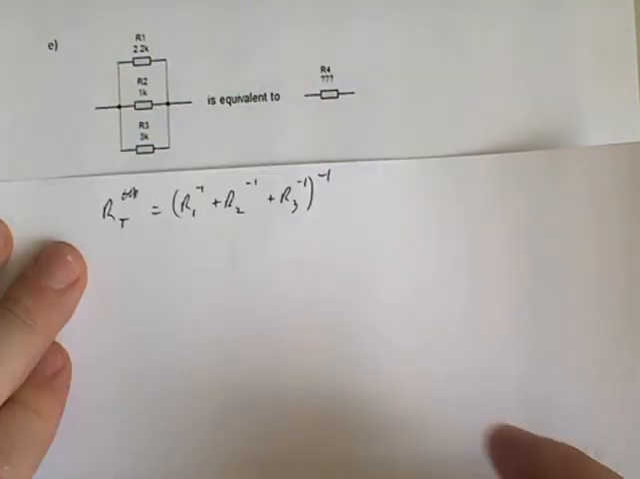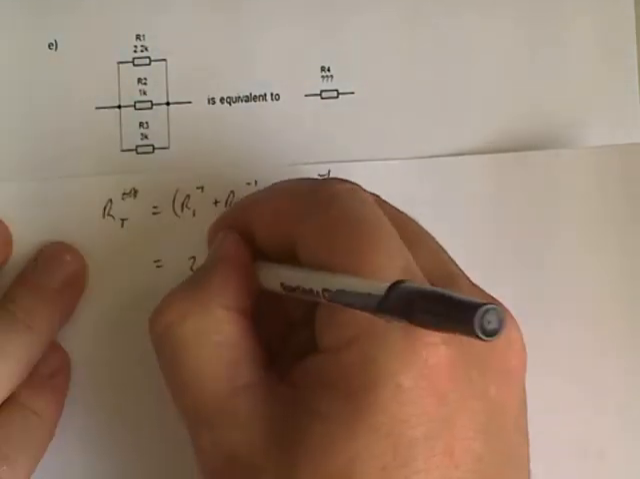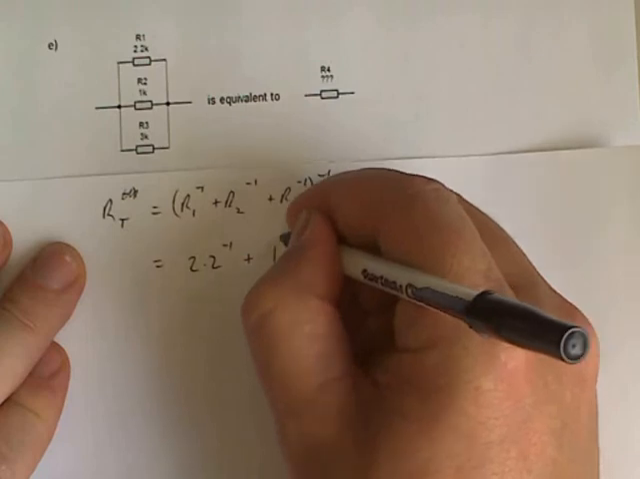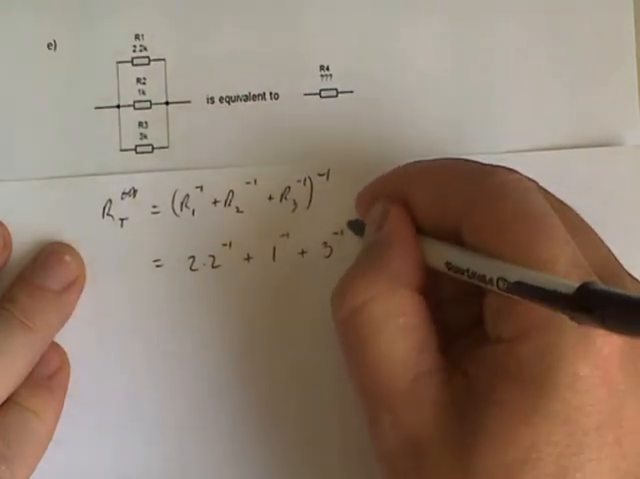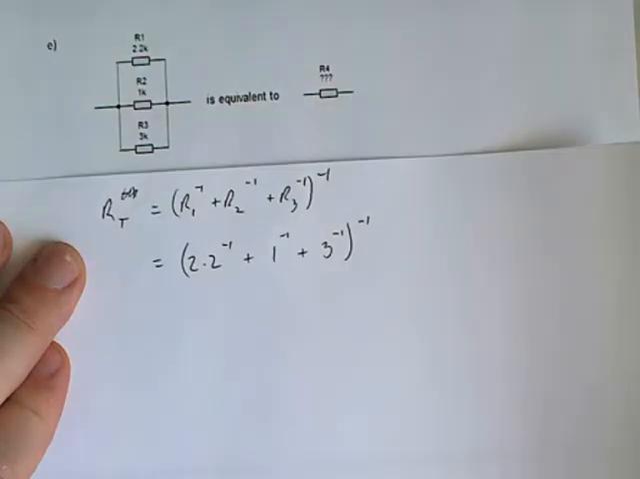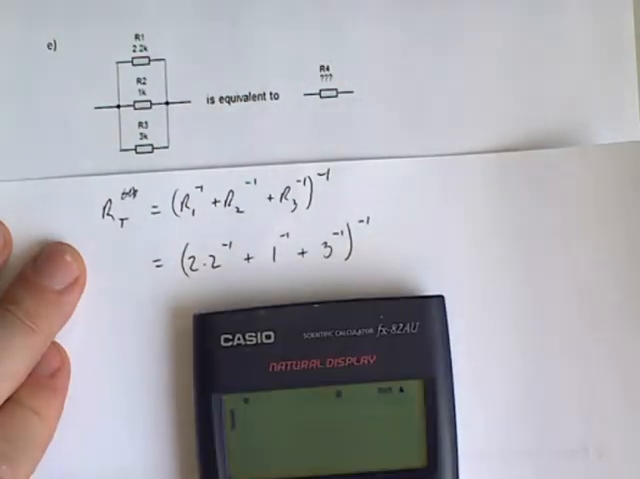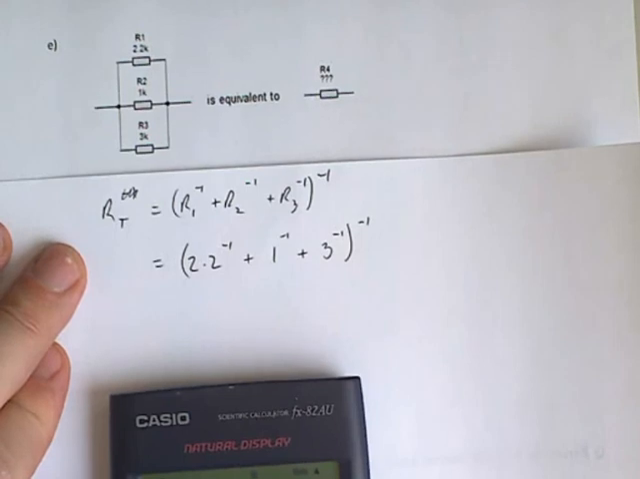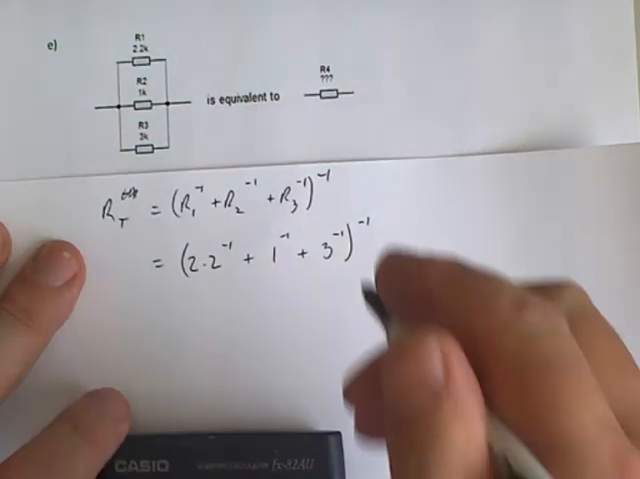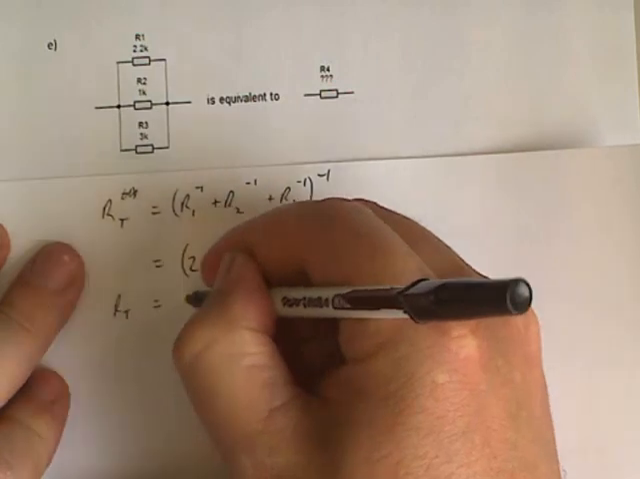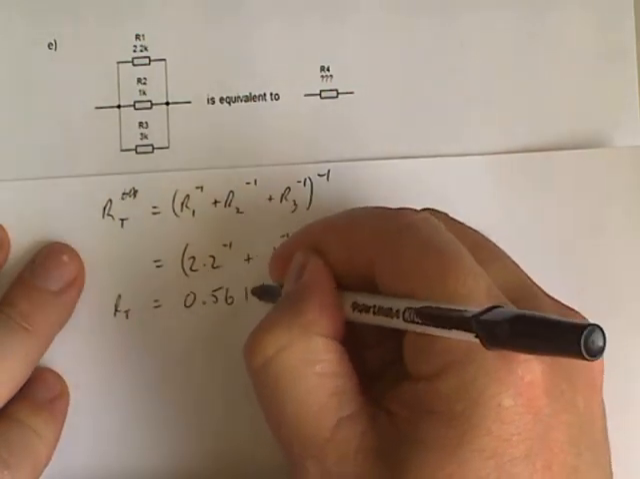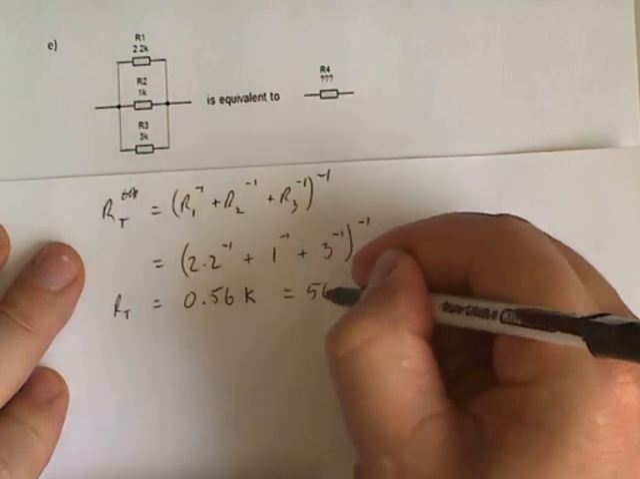So working in K once again, 2.2, 1, and 3. So 2.2 reciprocal plus 1 reciprocal plus 3 reciprocal equals, take the reciprocal and convert to decimal, 0.56. So RT equals 0.56k, which is equal to 560 ohms.